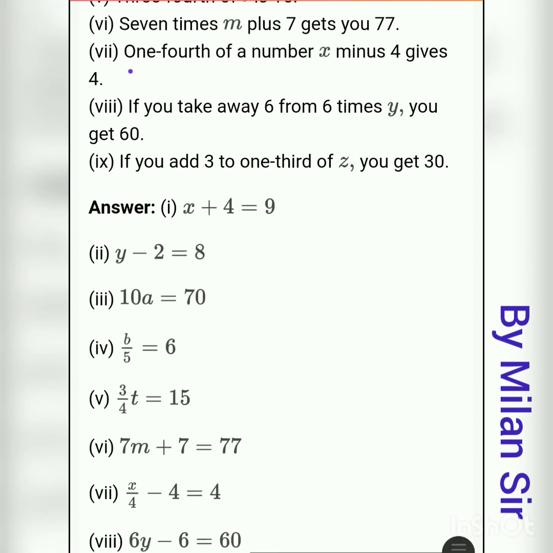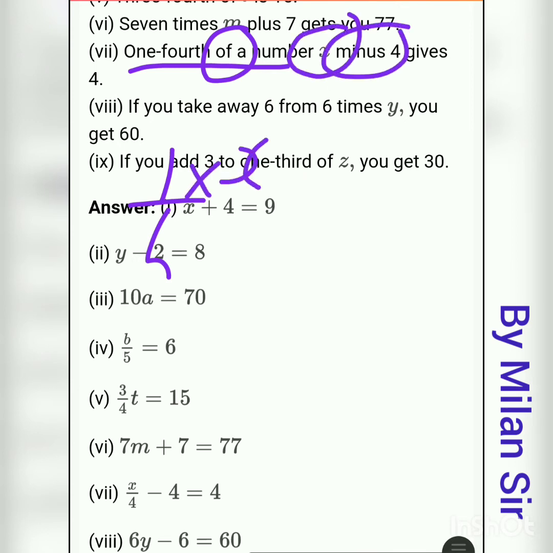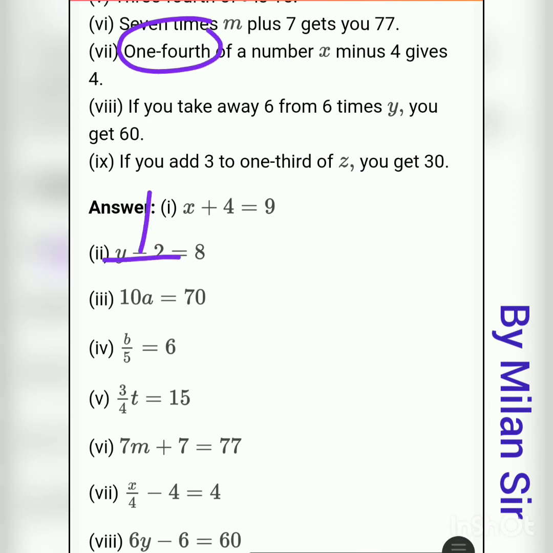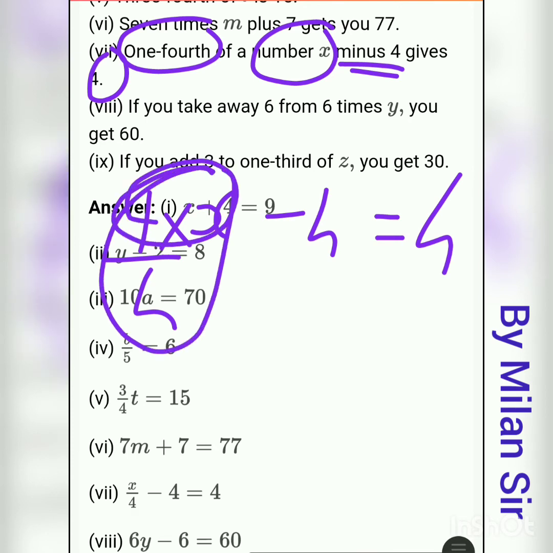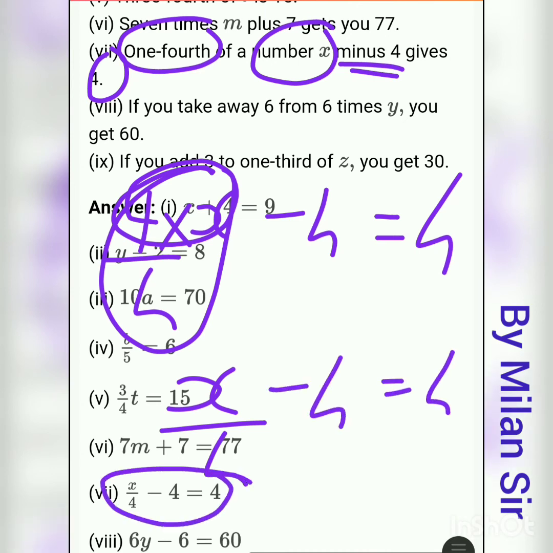After that, 1/4, that means 1 by 4 of, it shows multiply, number x, minus 4. So minus 4 gives, that means the answer is 4. So that 4 we need to write here. Now 1 by 4 into x, x ones are x, so x by 4 minus 4 is equal to 4, that is written here. x by 4 minus 4 is equal to 4.